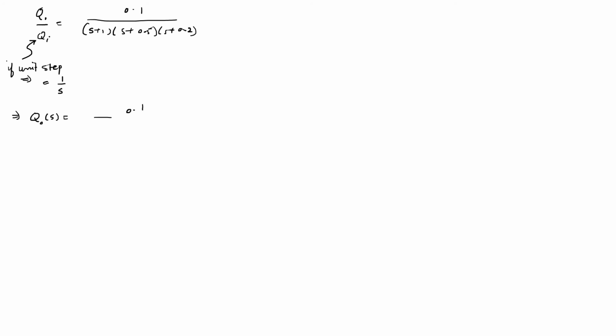So this Q out by Q in is written down already, 0.1 over s plus 1, s plus 0.5, and then s plus 0.2. Now if I place this Q in to be a unit step, that would mean that you have this equal to 1 over s added to the system. So that would mean that the output Q out in the s domain is equal to 0.1 over s into s plus 1, and the remaining terms are going to be as they are.